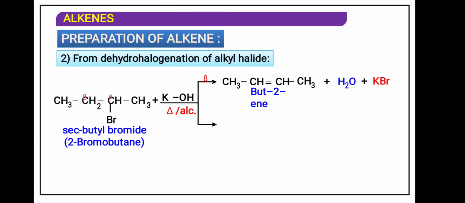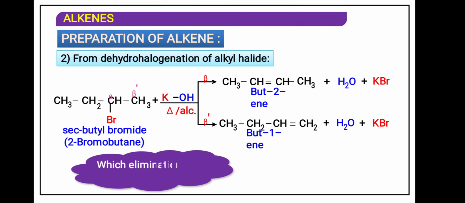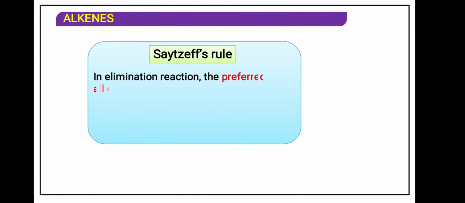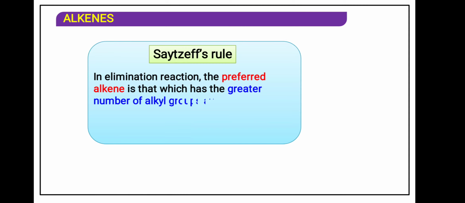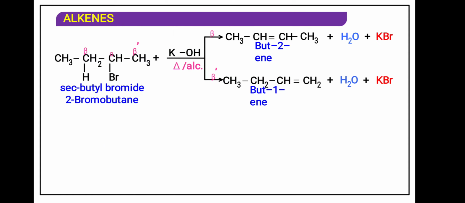And if the hydrogen atom is removed from the beta dash, 1-butene is obtained. The major compound is 2-butene according to the Saytzeff rule, which is more stable. Saytzeff rule says that in dehydrohalogenation, the preferred product is the alkene that has the greater number of alkyl groups attached to the doubly bonded carbon atom.